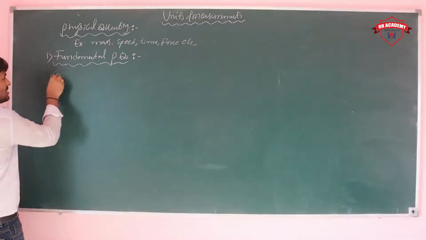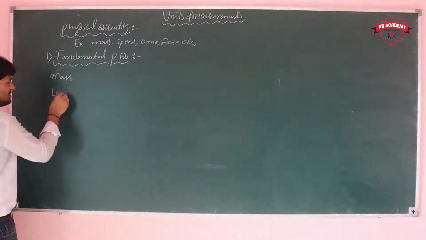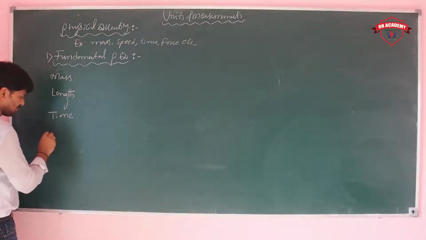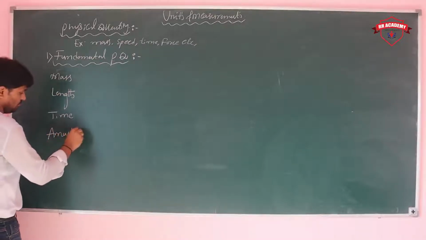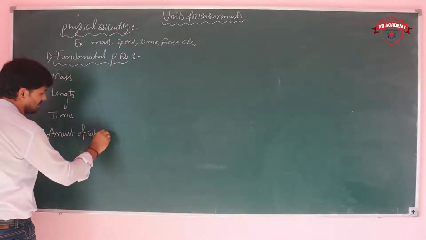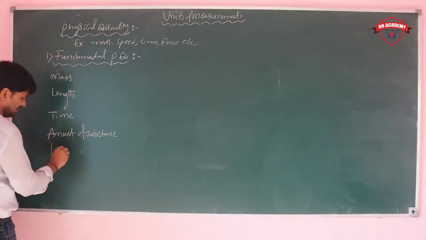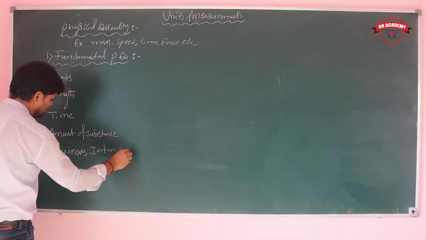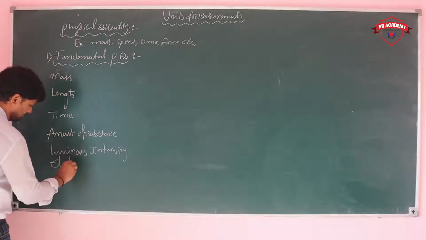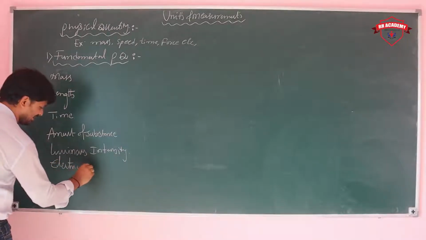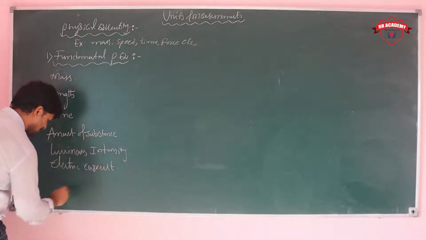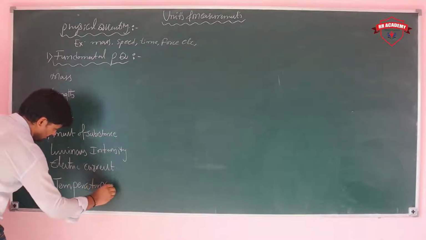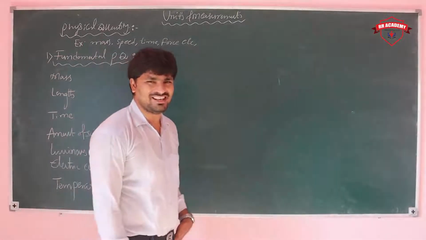What are those? The first one is mass. The second one, length, then time, amount of substance, luminous intensity, electric current, and last, temperature. These are the 7 fundamental physical quantities we are using.